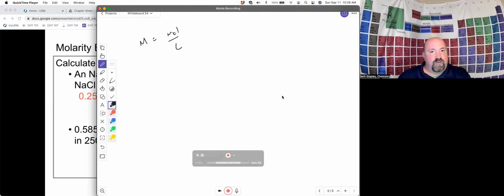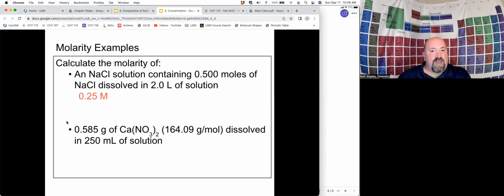So the first thing we're going to have to do is convert to moles, because we're given our grams, so we can use our molar mass to convert over to moles. We have 0.585 grams of our calcium nitrate. Then we're going to use our molar mass: 1 mole of calcium nitrate weighs 164.09 grams. Let's see what that gives us for moles. 0.585 divided by 164.09.